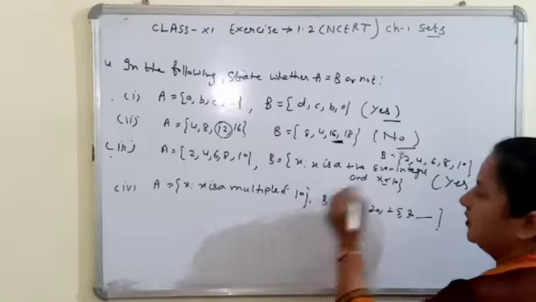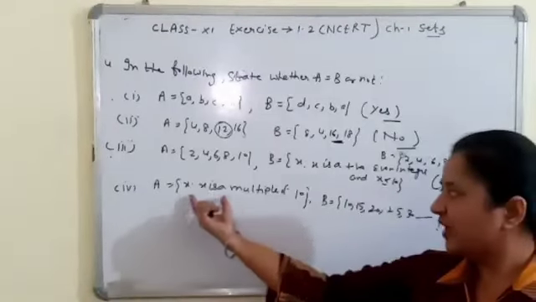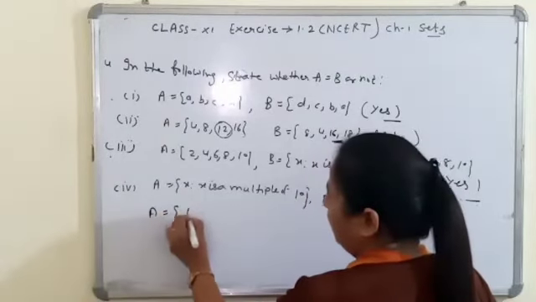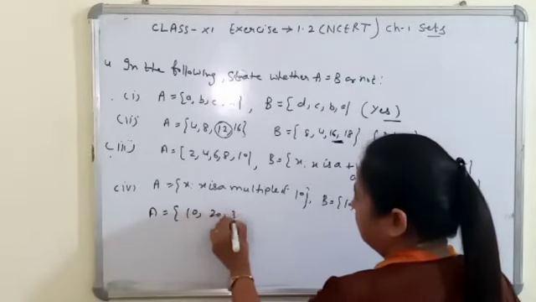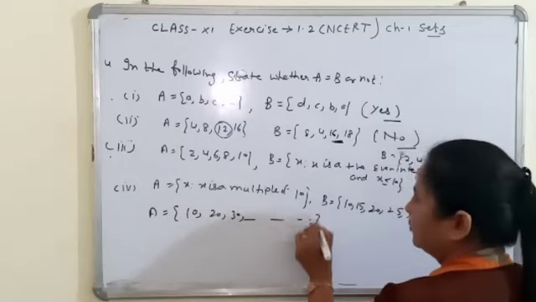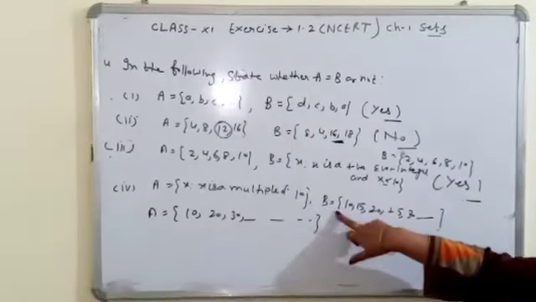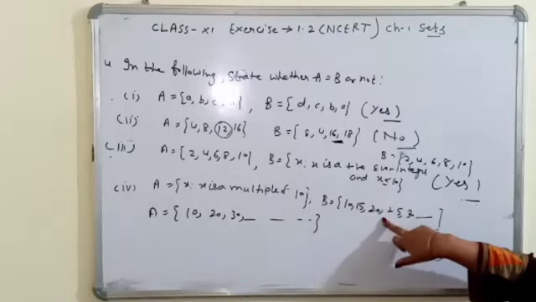Set A is given here. In set A we have the elements which are the multiples of 10. So let's write it into the tabular form. These are 10, 20, 30 and so on. We have to write the multiples of 10. Now set B is here: 10, 15, 20, 25.